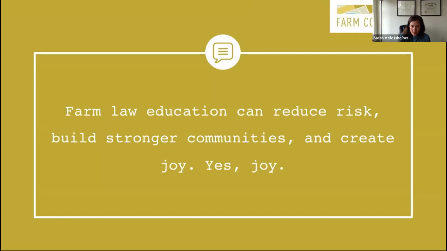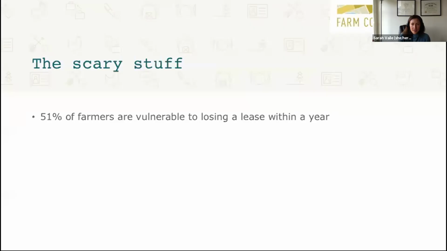In the meantime, the research shows that we as humans are more likely to take action to avoid something terrible instead of to gain some kind of advantage. So on to the scary stuff. 51% of farmers are vulnerable to losing a lease within a year. And this is based on research that we've conducted at Farm Commons.